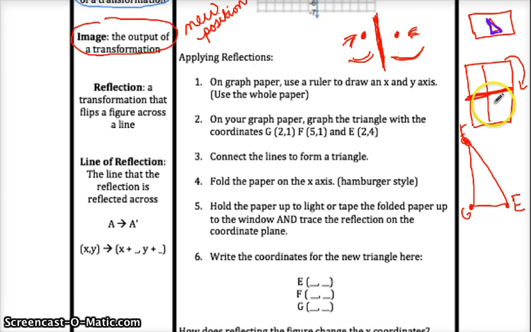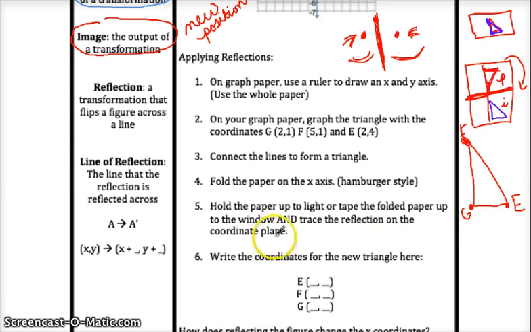When you open your paper back up, you should have a triangle that looks like this, or something similar to that. I think I may have drawn my triangles upside down. But basically, you will have a mirrored reflection of the triangle: the original triangle, the pre-image, and then the new triangle, the image. That's what you should have when you open up your paper again. And I drew my triangles upside down. Sorry about that.